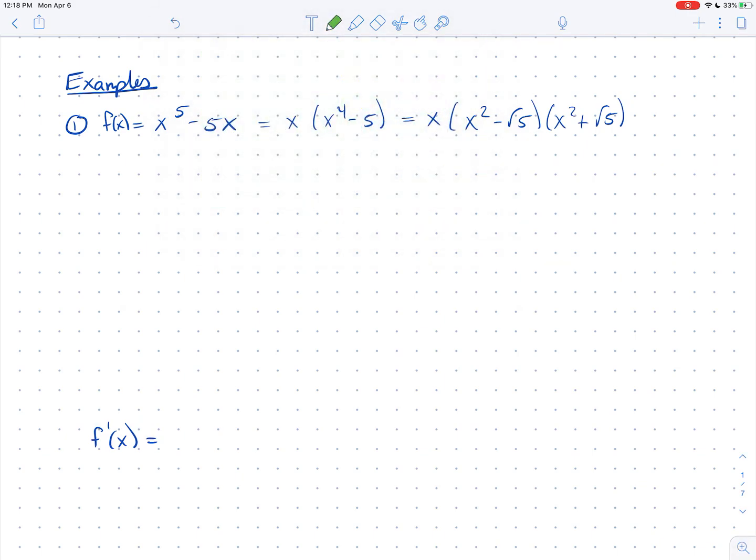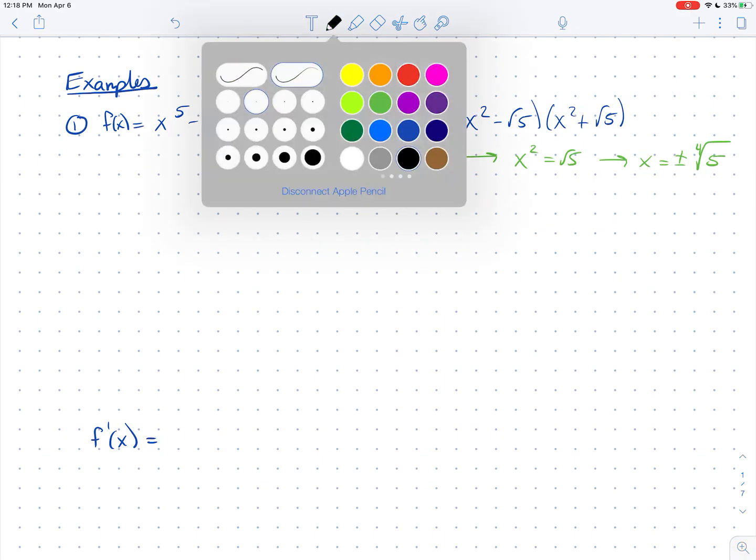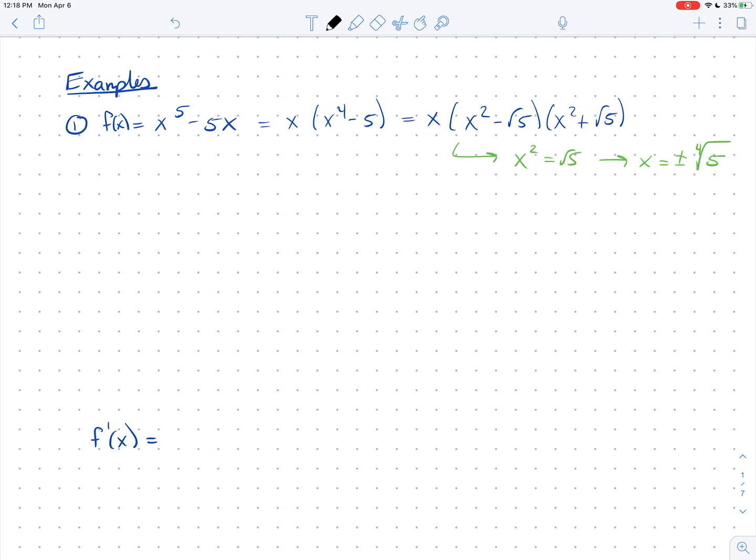If you want to solve this equal to 0, then you're going to get x squared equals root 5. So x is plus or minus the square root of a square root, which is the same as the fourth root of 5. We'll jot that down in a minute, but I just want to point that out to you. That's where that's coming from. What else can we say?